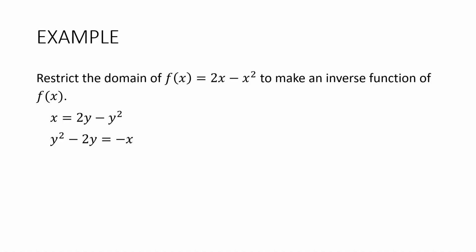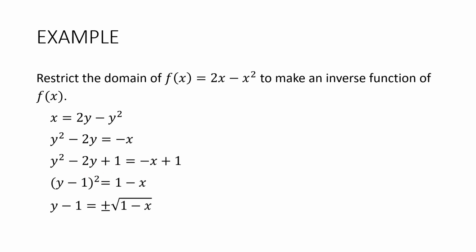I'm going to complete the square. Find the term in y. Here it is. The coefficient is negative 2. Halve it gives you negative 1. Square it gives you 1. I want to add 1 to both sides. Now complete the square. Square root both sides, and you can see how I've included the plus or minus. Y is equal to 1 plus or minus the square root of 1 minus x.